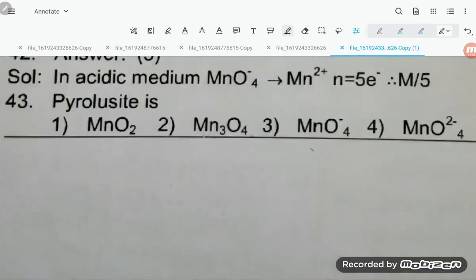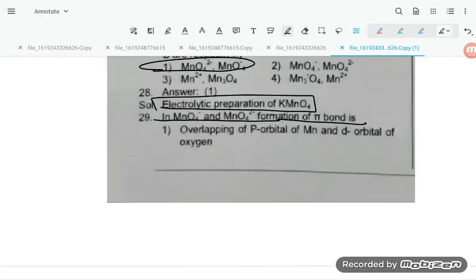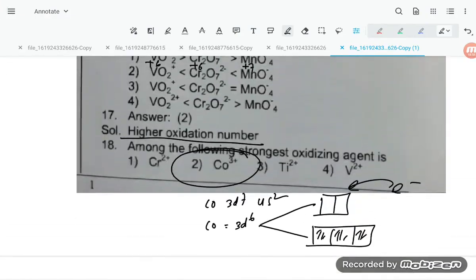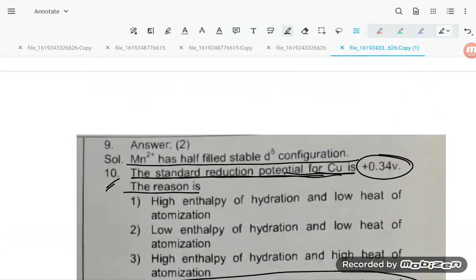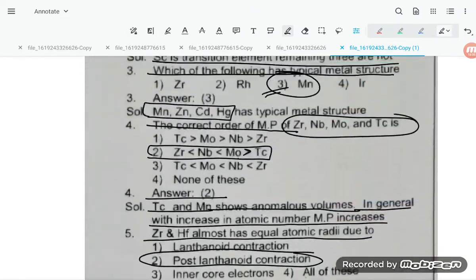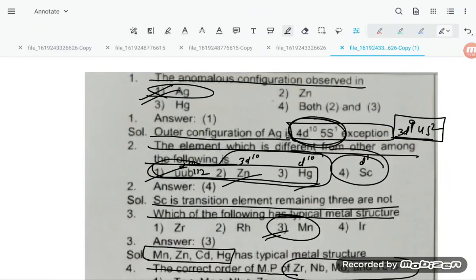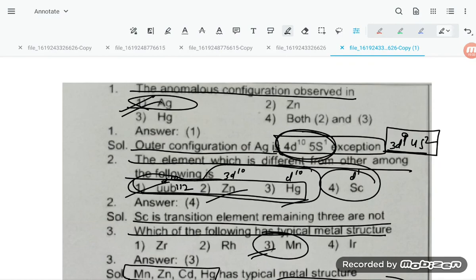So this is all about the 45 most important questions from the d block elements, which I did not explain here; I just gave the problems. You can go through the problems.